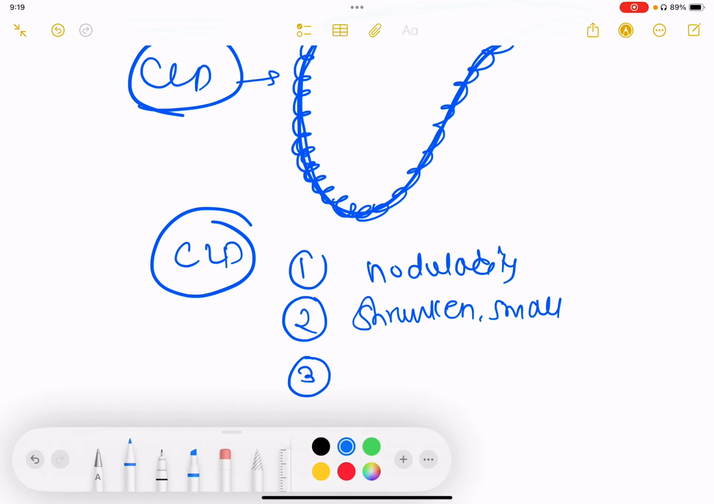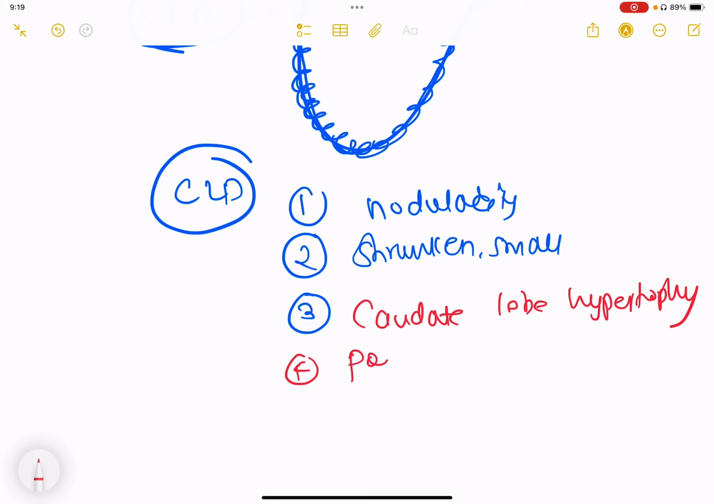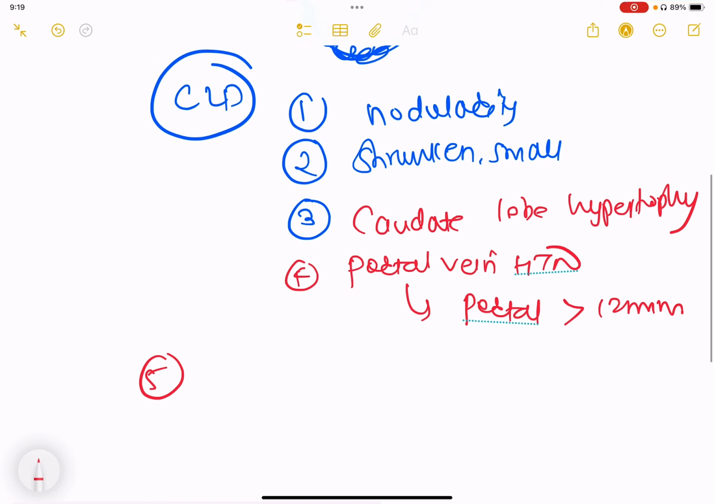The third thing is whenever we say that caudate lobe hypertrophy is there, this also suggests that the patient has CLD. The other things like portal vein hypertension also suggest CLD. Whenever the portal vein is dilated and is more than 12 millimeter in diameter, we can say that there is portal hypertension and the patient has CLD.